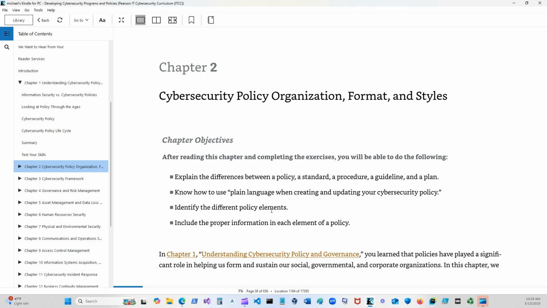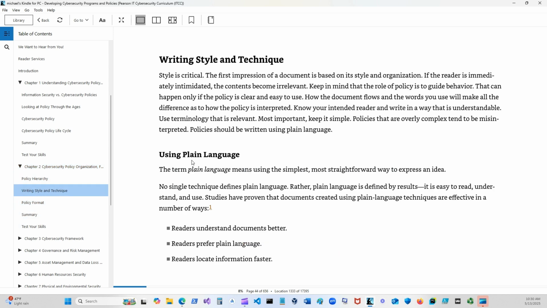Identify the different policy elements. Okay, include the proper information on each element in policy. So you need to include. That's just common sense, right? So this chapter goes over the writing style technique. Let's go through that. Writing style technique.